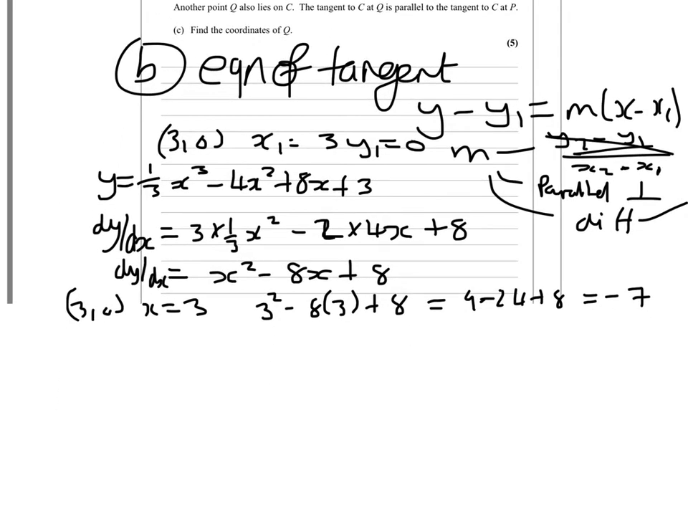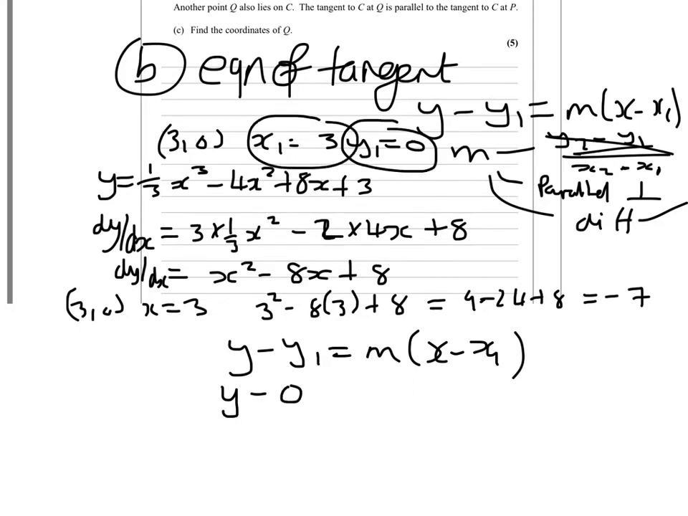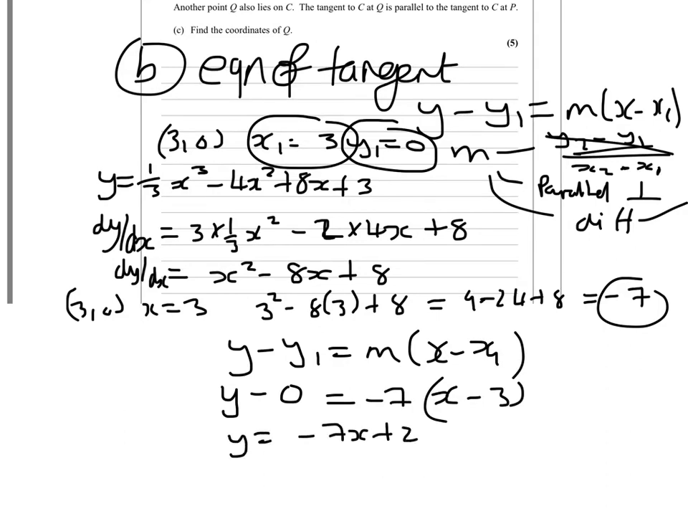So now for our equation, y minus y1 equals m times x minus x1, we know y1 is 0, we know that x1 is 3, and now we know that m is minus 7. So y equals minus 7x plus 21, and that's in the form that they had asked for.